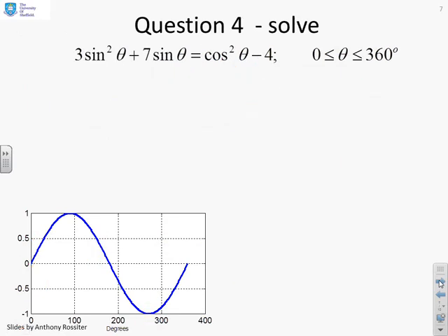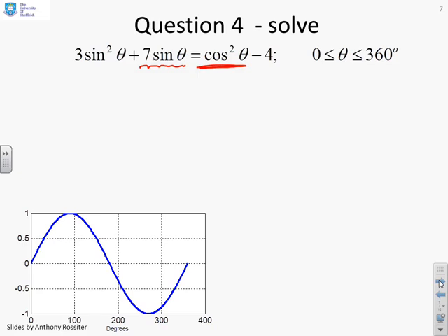Question 4. Solve this one. 3 sine squared theta plus 7 sine theta equals cos squared theta minus 4. Now, as before, what we're doing is we're saying, look, this has got a sine theta term on its own, so I can't eliminate that. So the logical thing is to eliminate this cos squared in terms of sine squared.